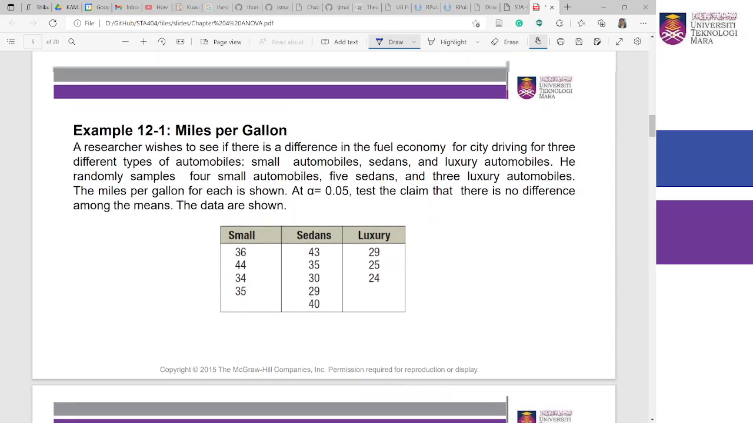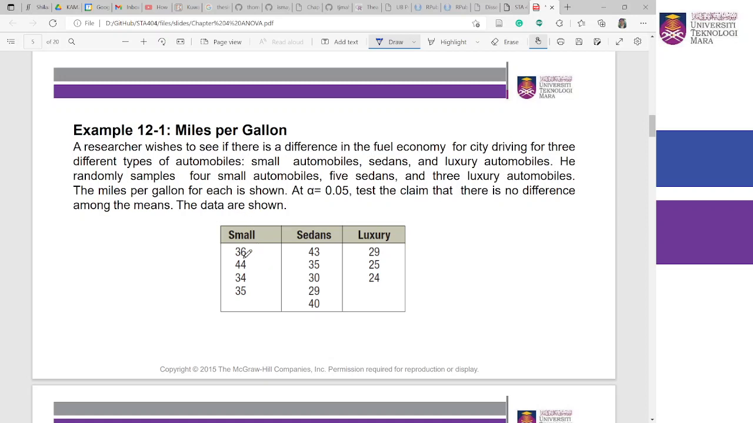So in this case, a researcher wishes to see if there is a difference in the fuel economy for city driving for 3 different types of automobiles. There are 3 different types of automobiles: small, sedans, and luxury. He randomly sampled 4 small automobiles, 5 sedans, and 3 luxury automobiles. The miles per gallon for each is shown, so this is the miles per gallon.